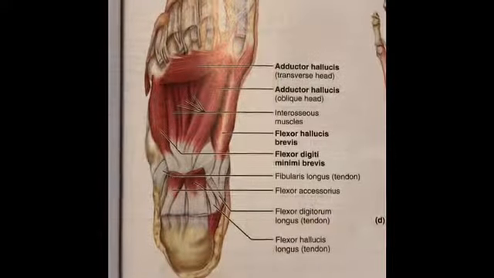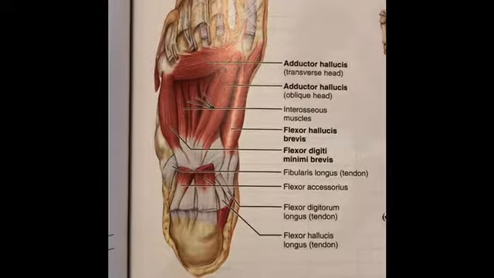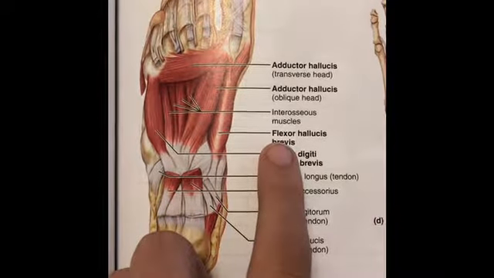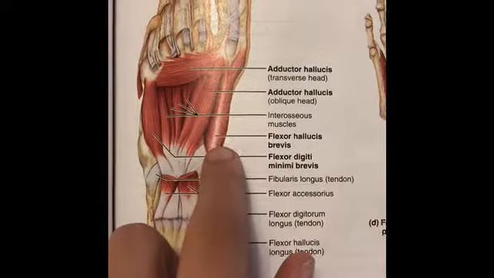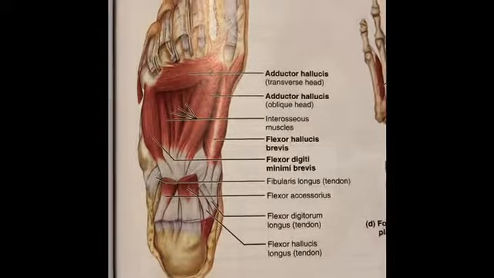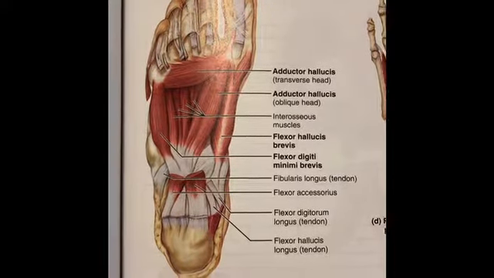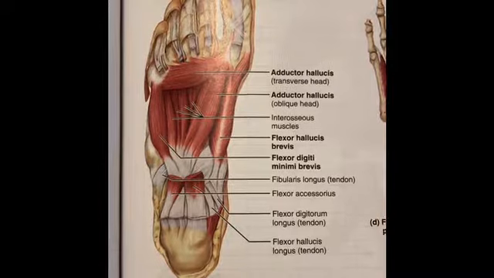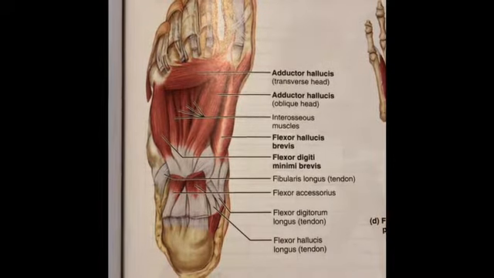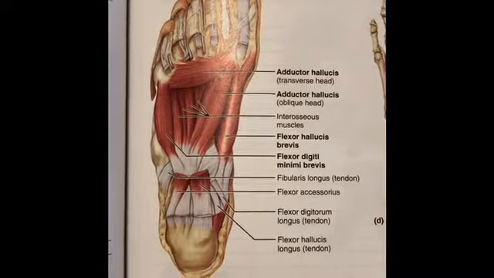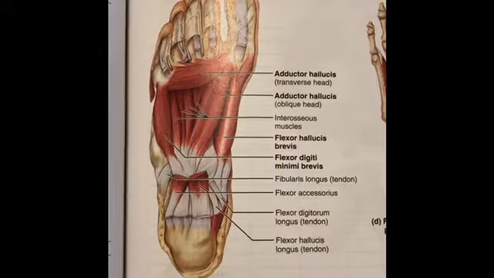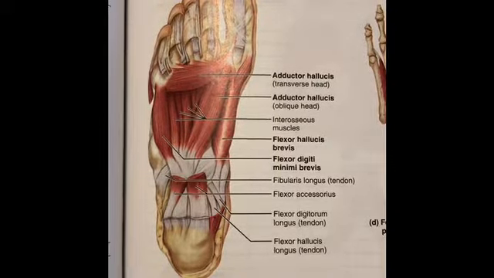Going deeper into the sole of the foot, you will find the flexor hallucis brevis, which is found right here. The origin is the lateral cuneiform and cuboid bones. The insertion is the two tendons on the base of the proximal phalanx of the greater toe. The action is that it flexes the great toe at the metatarsophalangeal joint.